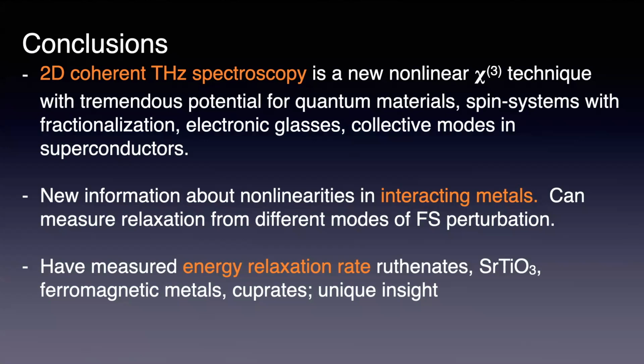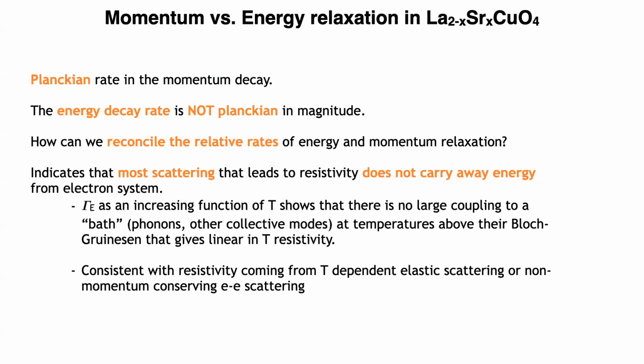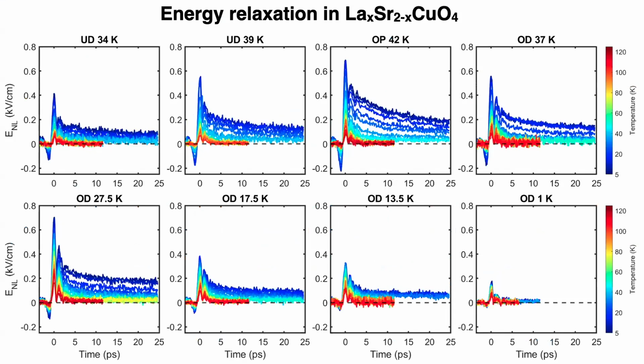I think we have time for one question. In the cuprate pump-probe data, it looks like there's some coherent mode, an oscillation at early times. Yeah, that's an artifact from when the two pulses are on top of each other.